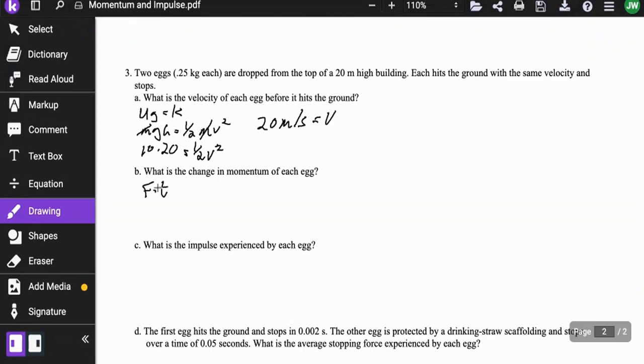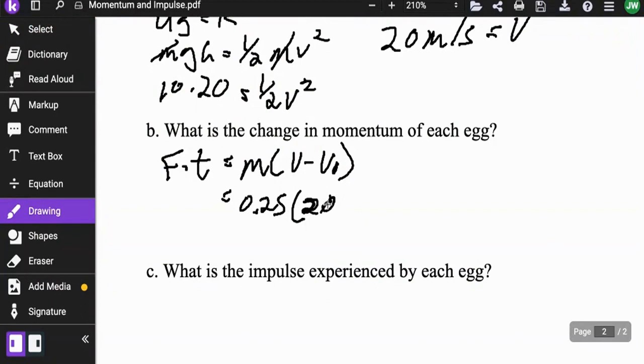For B, what is the change in momentum of each egg? Well, we know that change in momentum is force times time, and it is also mass times the change in velocity. So we can decide either side of that equation to use. Mass is 0.25 kilograms. Final velocity is 20 minus 0, because the initial velocity was 0. We can calculate that, and what do we get? Should be 5.